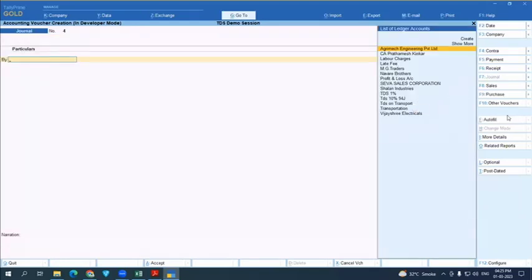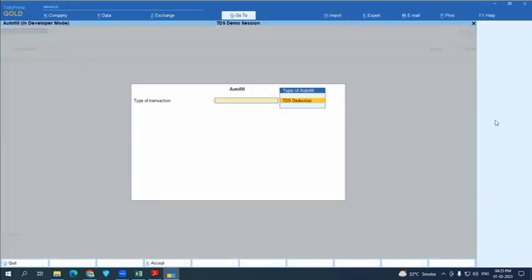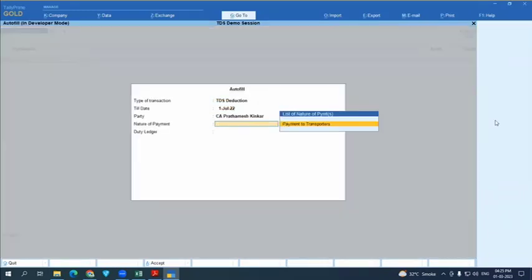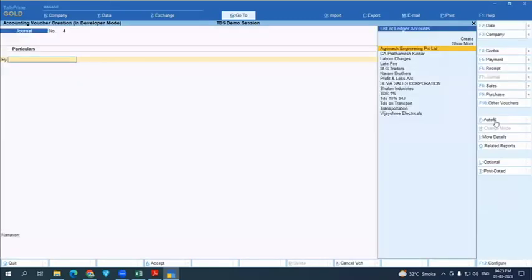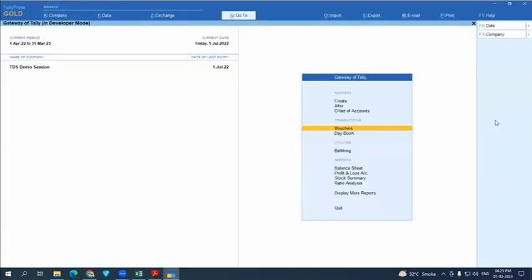Just a minute. There is an option for statutory adjustment. Okay, nice. That was for GST, a reversal of GST. But you are asking for reversal of TDS.